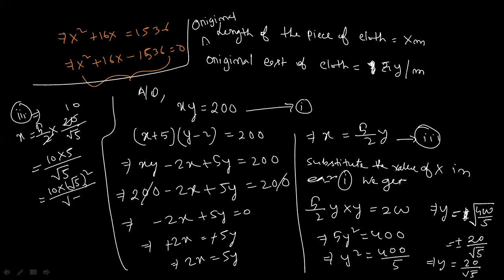One root 5 will get cancelled. So it will be 10 root 5 meter. So the original length of the cloth is 10 root 5 meter, and the original cost of the cloth will be 20 by root 5 rupees. This one you can solve. If you put the value root 5, then when you solve, it will be 20 by something. Yes or no? Clear?